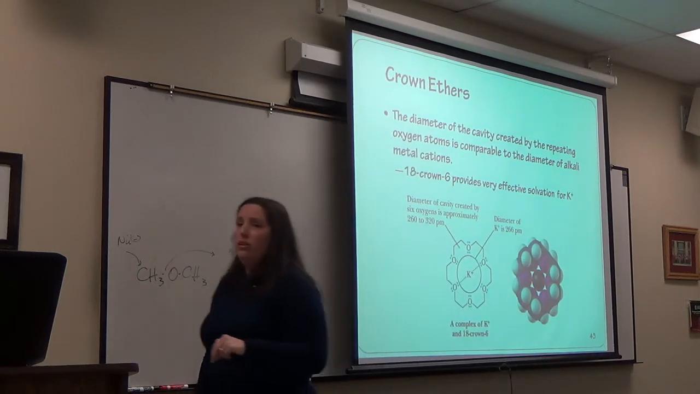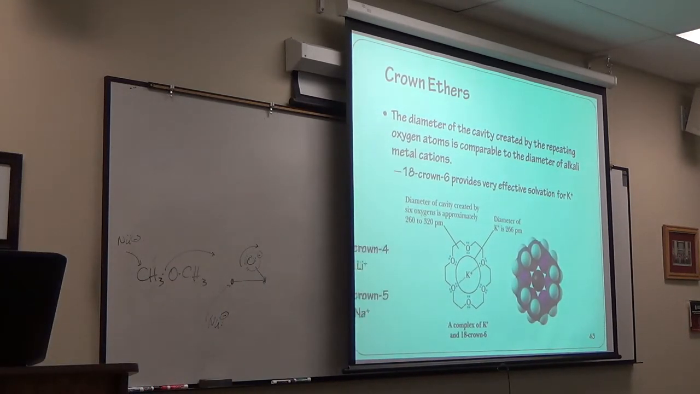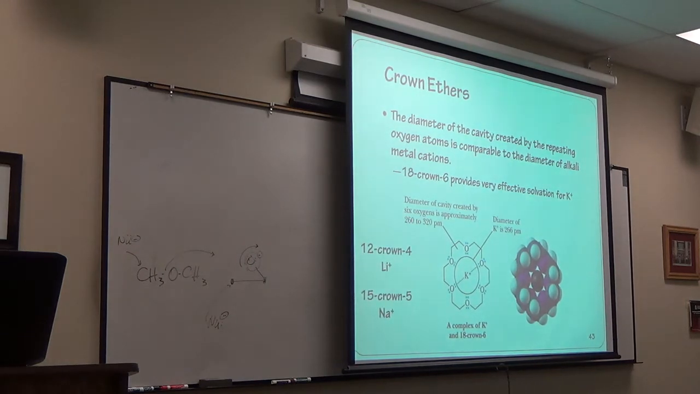So these are a type of ether that, again, can be very useful. So the 12 crown 4 is for lithium. The 15 crown 5 is for sodium. So again, right, these are both smaller metal cations, right? And then there could be a bigger crown ether to trap bigger ones. Does that make sense? So this is kind of a neat use for an ether. Really good.